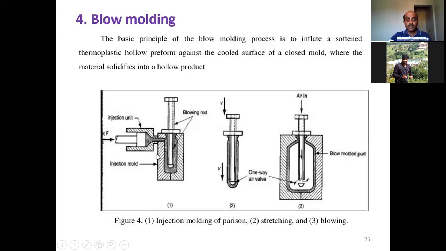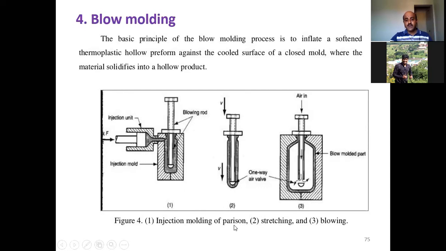You can see the injection mold here. So this is called the injection mold. By means of a piston, the softened raw material is forced and pressurized, and it passes through and occupies the space of the injection mold. This is what we call the initial process, the first process: injection molding of the parison.